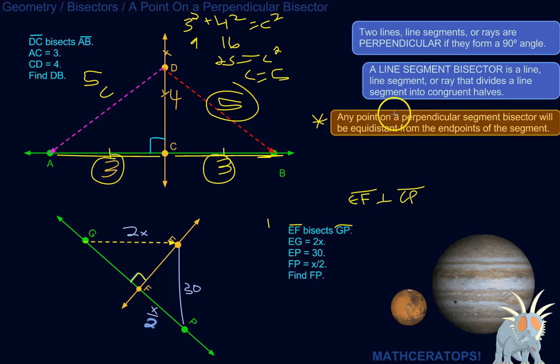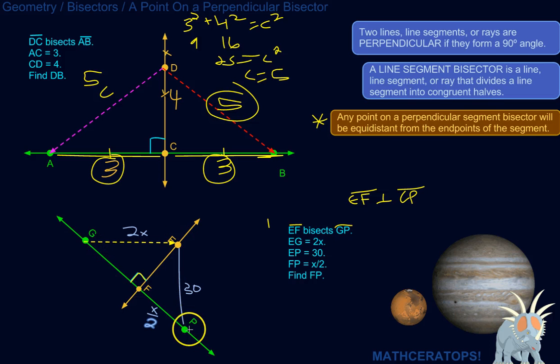Alright, well, by this theorem, any point on a perpendicular segment bisector will be equidistant from the endpoints of the segment. You should say that to your friends really fast a bunch of times in a row. They'll be impressed. By that, we know that 2x is equal to 30.